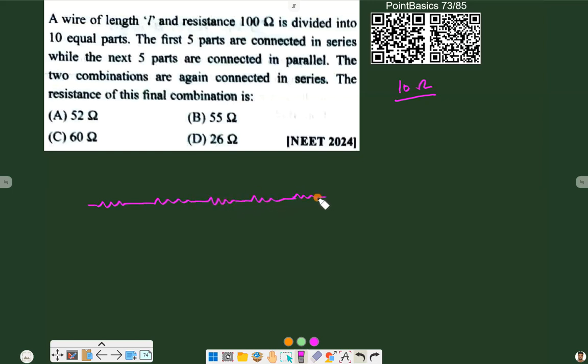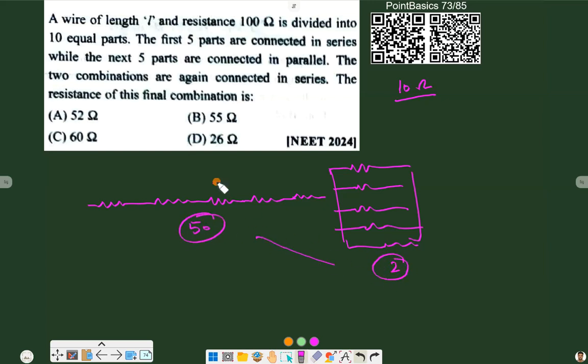The next 5 are in parallel. As the value of each one is 10, their combined resistance will be 10 by 5, which gives us 2 ohms, the resistance of the parallel combination. So from the series we get 50 and from the parallel we get 2, so 50 plus 2, 52 ohm will be the final resistance.